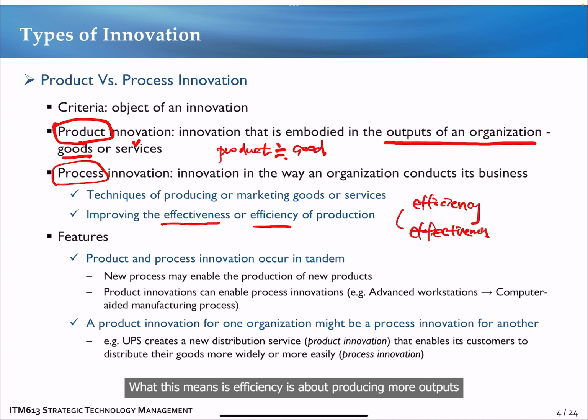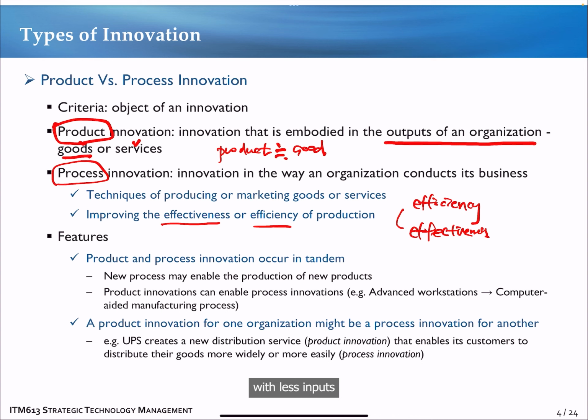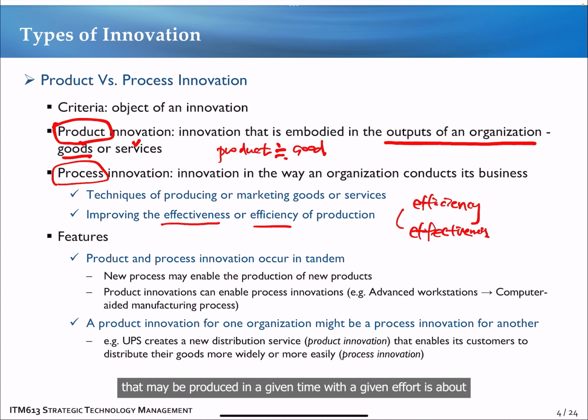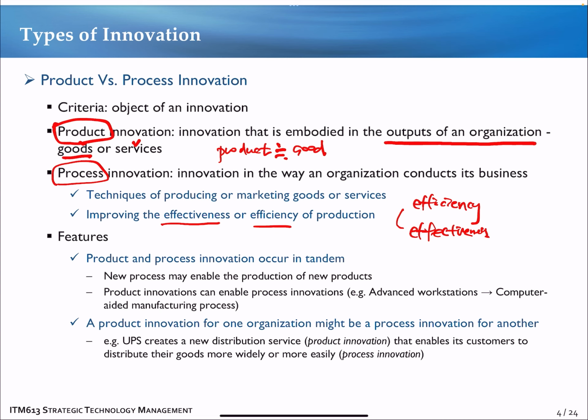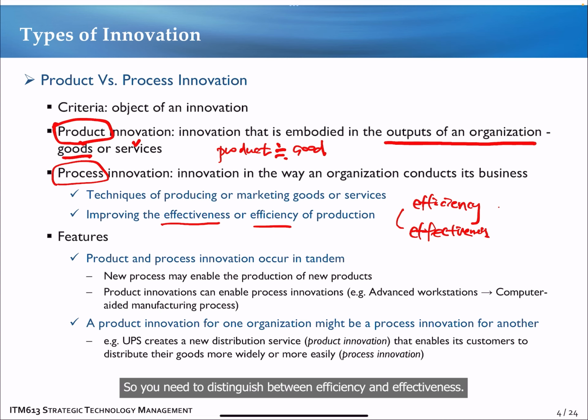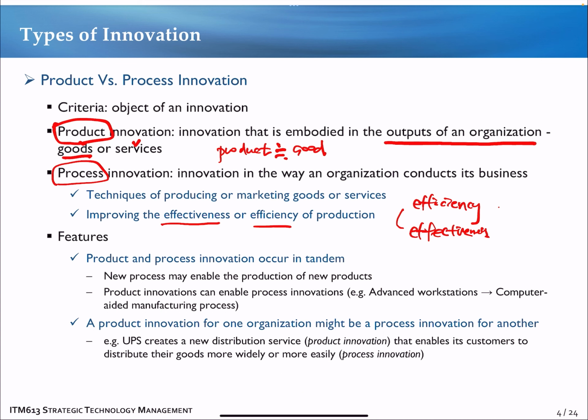So what this means is efficiency is about producing more outputs with fewer inputs, while effectiveness indicates the level of achievement of the intended results. For example, reducing defect rates in a manufacturing process is aimed at improving effectiveness, not efficiency. On the other hand, increasing the quantity that may be produced in a given time with a given effort is about efficiency. So you need to distinguish between efficiency and effectiveness.